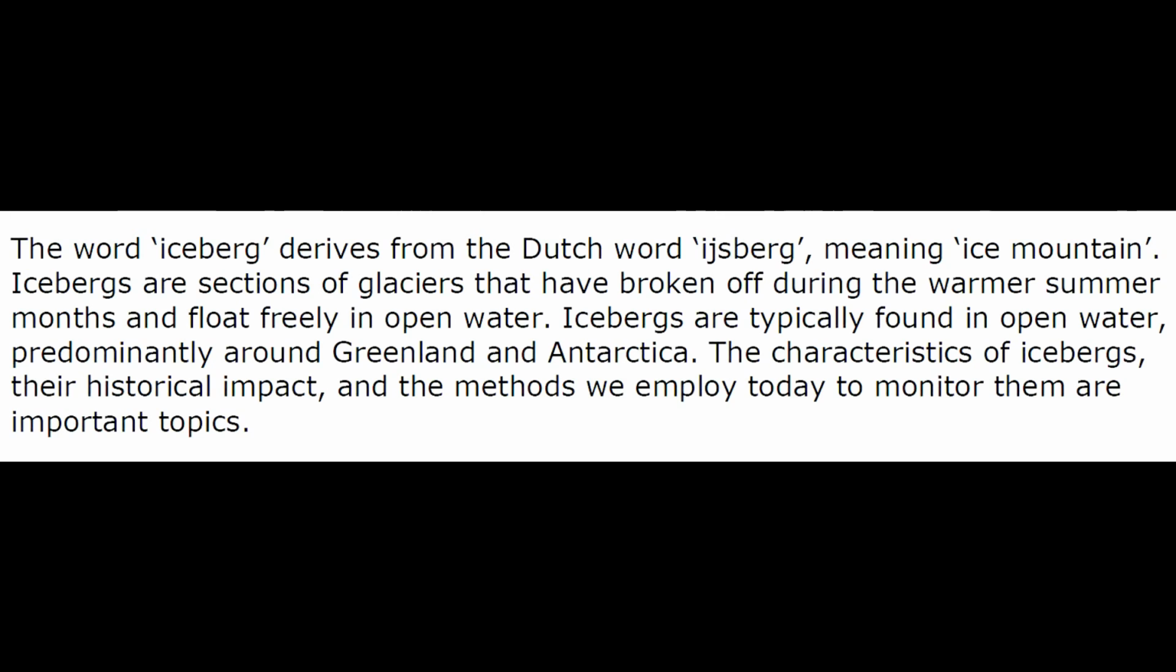Okay, so the first paragraph for Mountains of Ice reads, the word iceberg derives from the Dutch word ijsberg, meaning ice mountain. Icebergs are sections of glaciers that have broken off during the warmer summer months and float freely in open water. Icebergs are typically found in open water, predominantly around Greenland and Antarctica. The characteristics of icebergs, their historical impact, and the methods we employ today to monitor them are important topics.